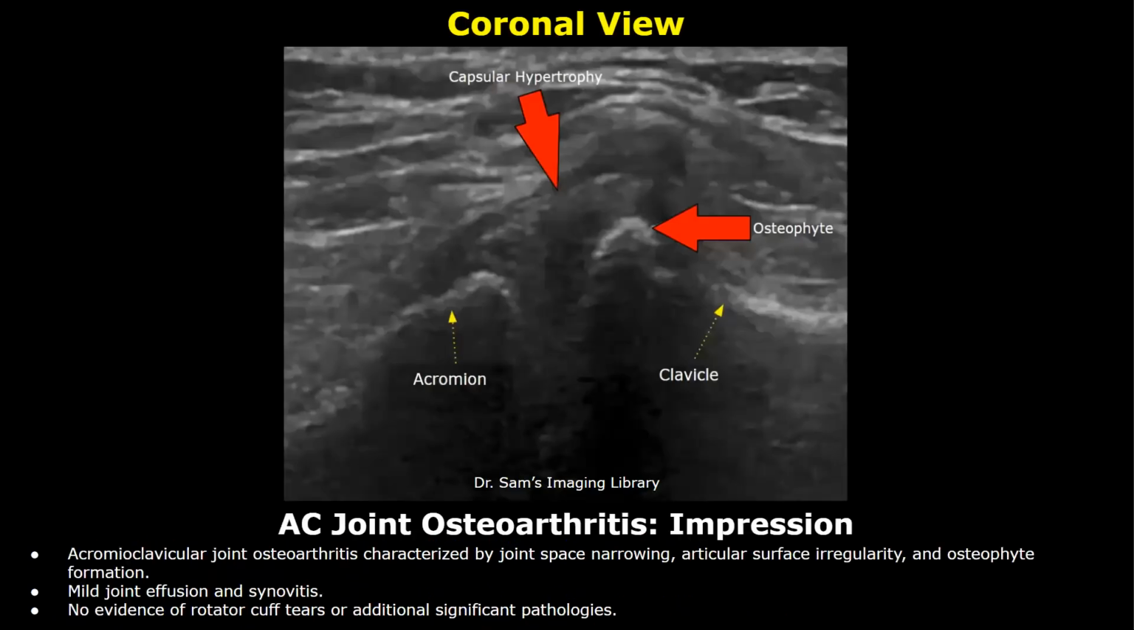This is the impression: acromioclavicular joint osteoarthritis characterized by joint space narrowing, articular surface irregularity, and osteophyte formation. Mild joint effusion and synovitis, no evidence of rotator cuff tears or additional significant pathologies.